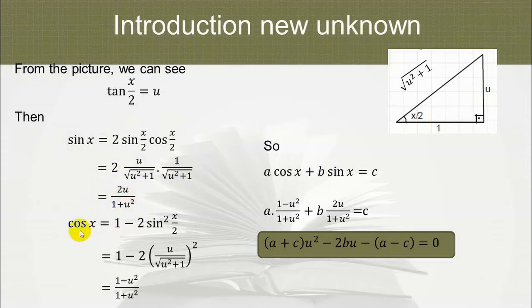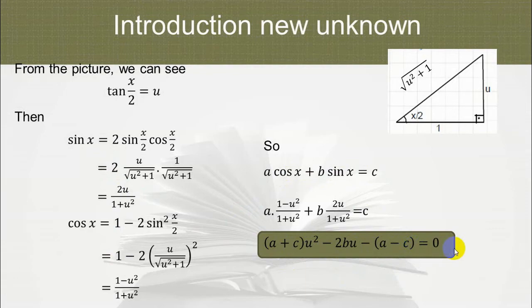And then for cosine x, because we have sine x, we can use the formula 1 minus 2 sin squared half. So we can substitute the sine. So the result is 1 minus u squared over 1 plus u squared. So we need to substitute sine and cosine into a cos x plus b sin x equals c, everyone. So the result will be (a plus c) u squared minus 2bu minus (a minus c) equals 0.